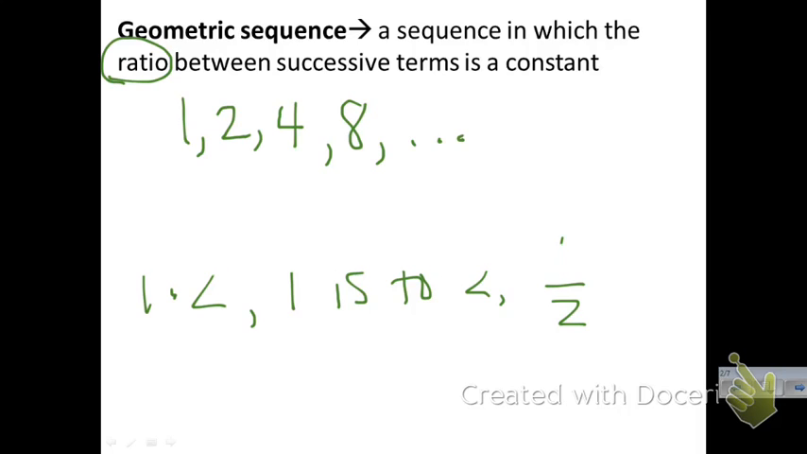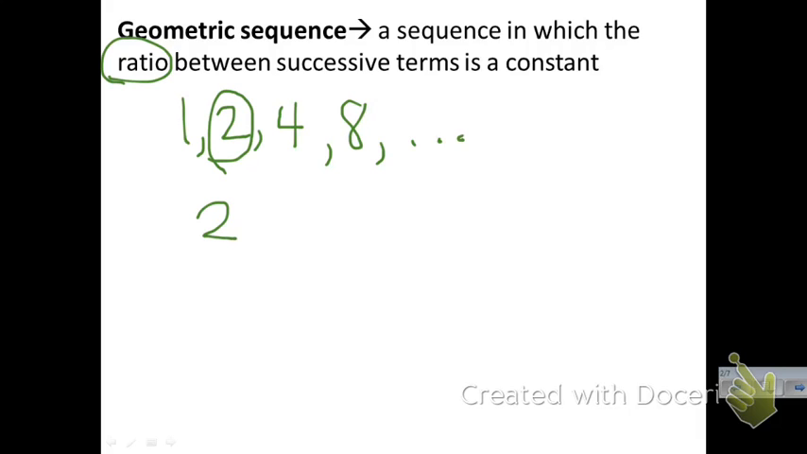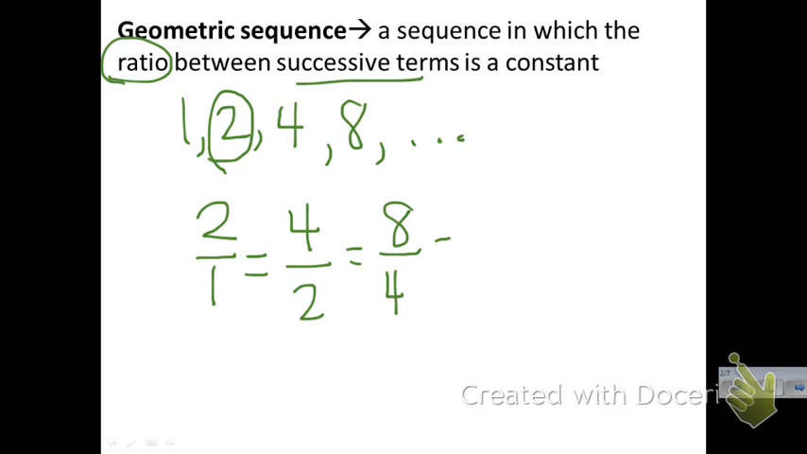Now, when we talk about successive terms in a geometric sequence, we talk about 2 is to the term before it, 1. We can also say 4 is to the term before it, which is 2, or 8 is to 4, the term before 8. As we look at these, that's how you get successive terms. All of these should give us the same value, and in this case it's 2, and that's where that constant comes from.